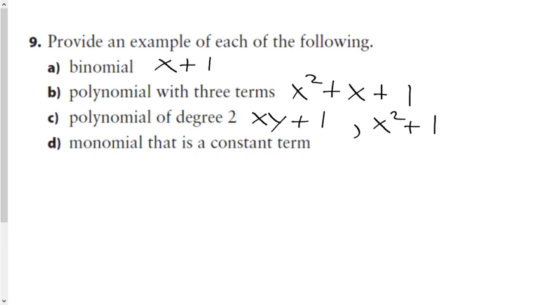And finally, a monomial that is also a constant term. You can take any number. All of those would be numbers that are monomials that are just constant terms because they have no variable. So with no variable, it's a monomial constant term.